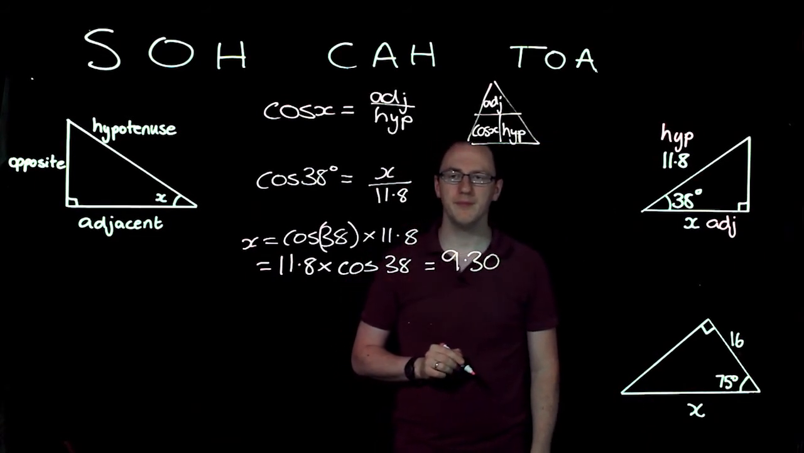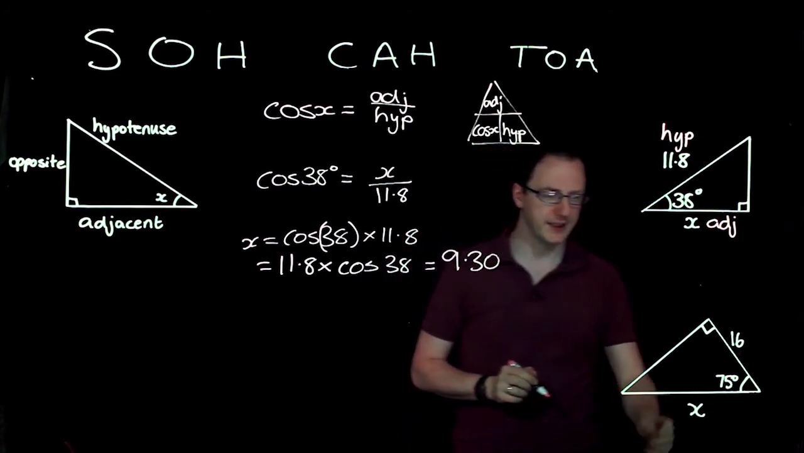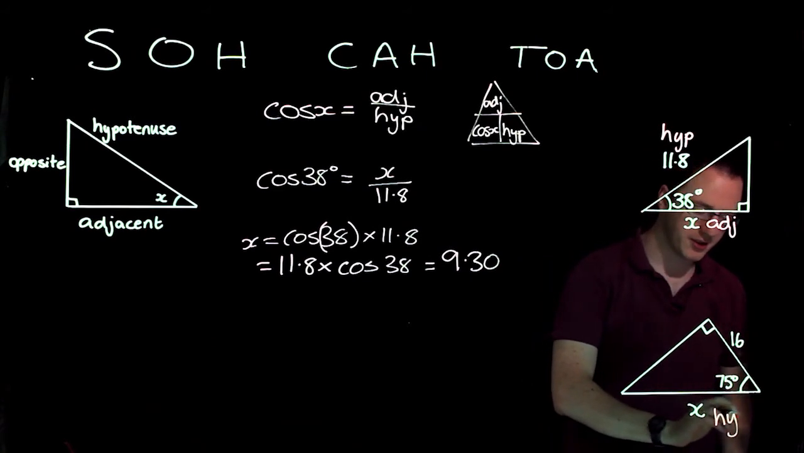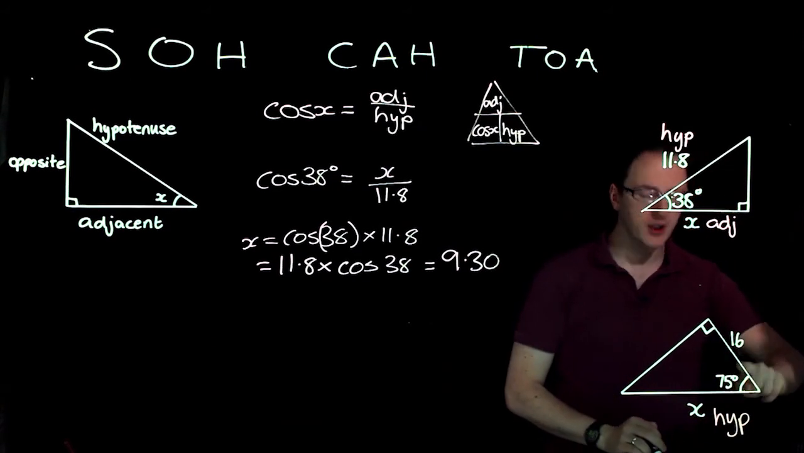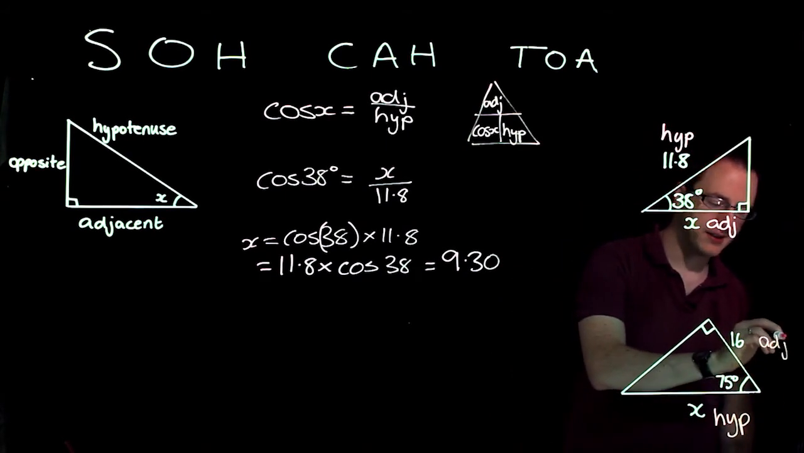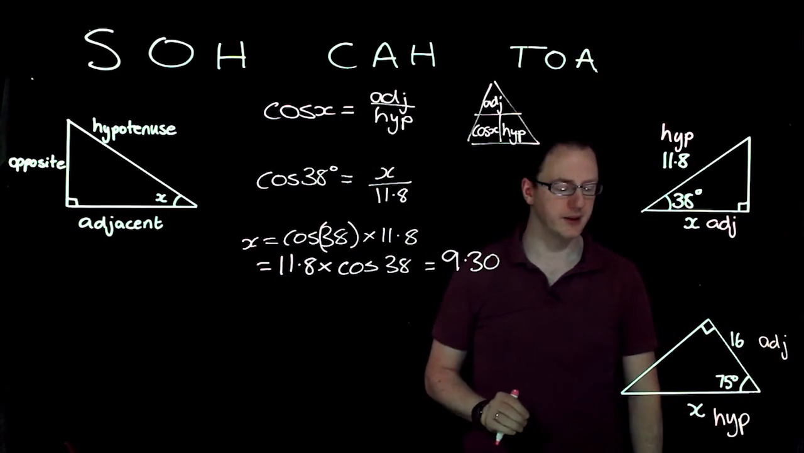9.30. My second triangle, again, first thing I'll do is label the sides. Here's my right angle. Opposite my right angle, I have my hypotenuse. Here's my marked angle. Beside my marked angle, I have my adjacent. Adjacent hypotenuse tells me I'm still dealing with cos.